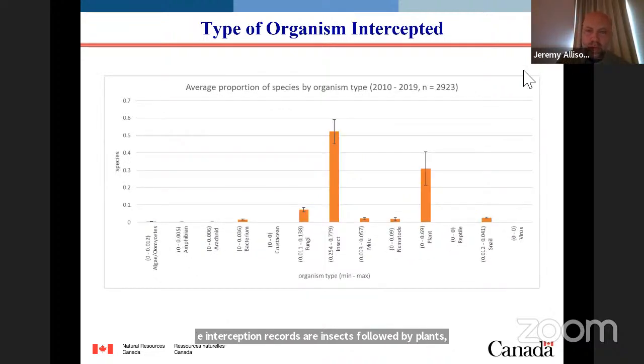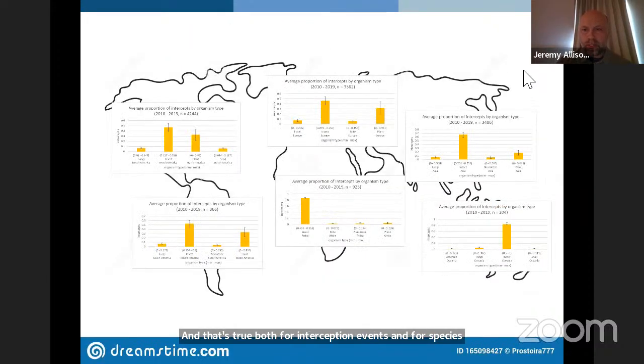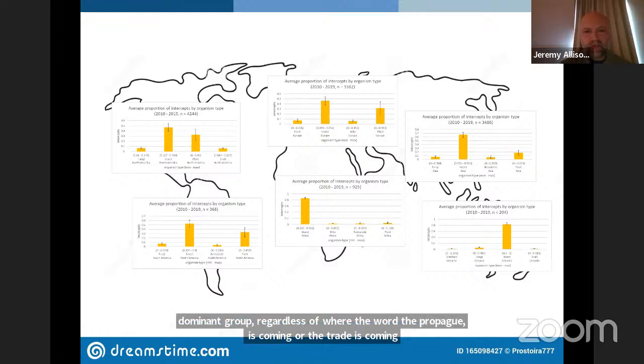And that's true both for interception events and for species intercepted. When we look at this crude map I've made that shows the globe of trade coming from different parts of the world into Canada, unfortunately the order of the bars on the x-axis changes a little, so it's a bit confusing to look at, but it's the same groups. We're seeing insects as the dominant group, regardless of where the propagule or the trade is coming from, followed by plants and then fungi.